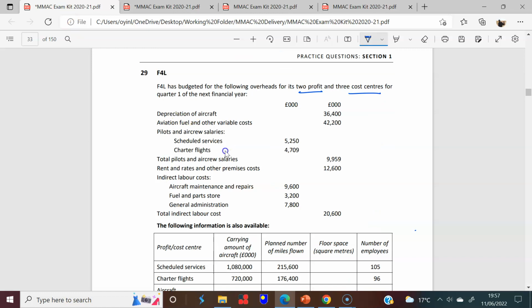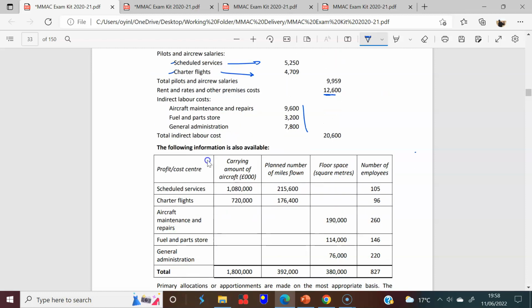So we're told about depreciation, aviation fuel, some clear allocation of salaries to these 2 different profit centers. Then we have some rent and rates that we will split, and then we have some indirect labor costs. So you're just following carefully to make sure you get it right. So let's look at the depreciation of the aircraft. We can see clearly that these are the cost centers that have aircrafts.